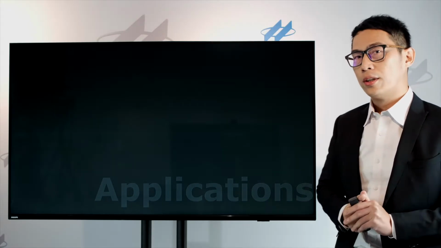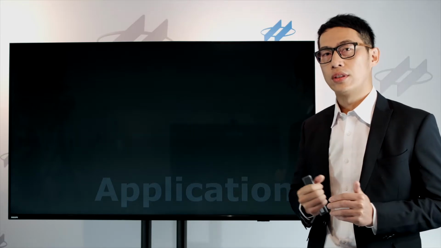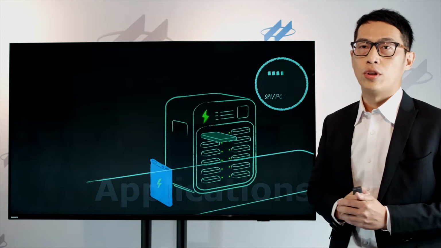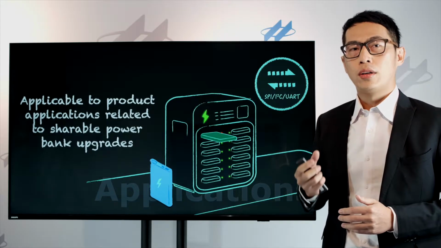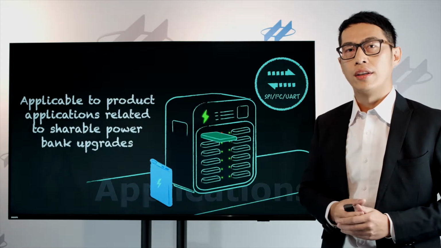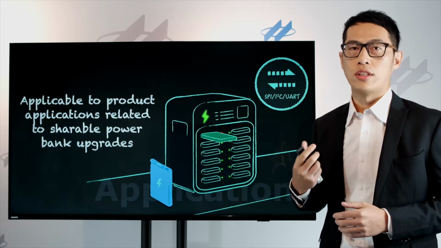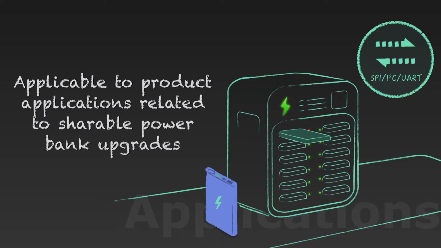And where can we use the power bank and why must we use the interface, the answer will be here. Because the shareable power bank is now very popular in some countries, the shareable power bank must communicate with the power bank. So that's why we provide SPI, I2C, and UART for customers to use, depending on their requirements. This is the reason why we must integrate the interface.